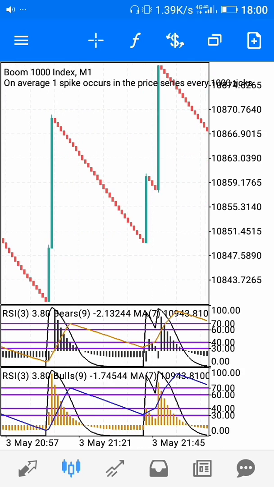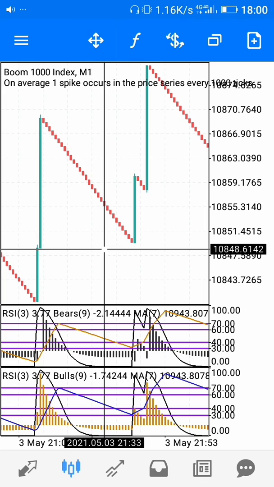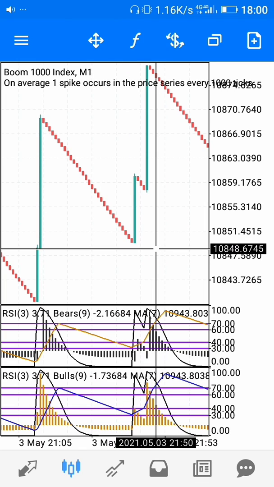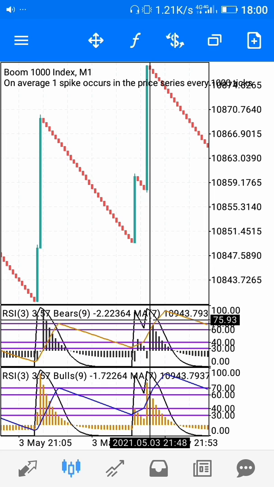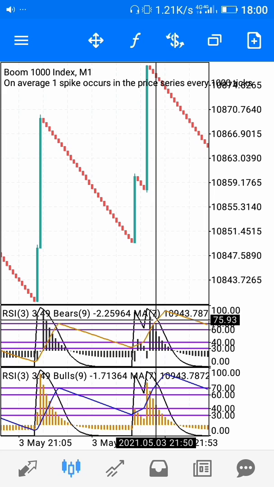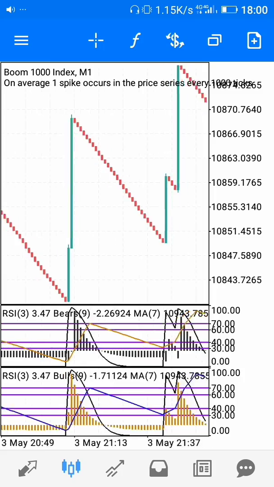Look at here as well. Conditions perfectly met here. The crossing took place at the third candlestick, and then the immediate past 2 bars, 1, 2, are all above the 60 level. You take your trade. 5 candlesticks and you exit the market.